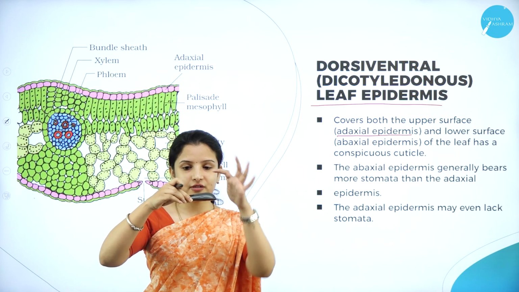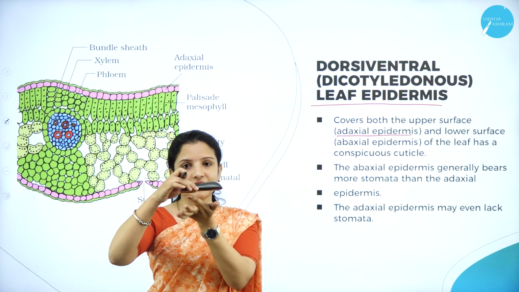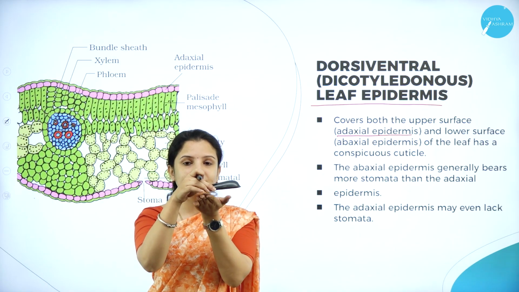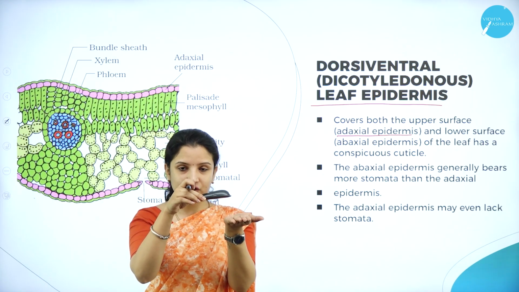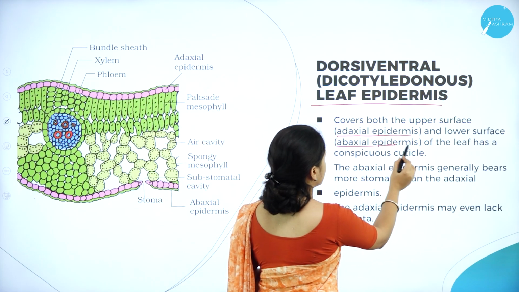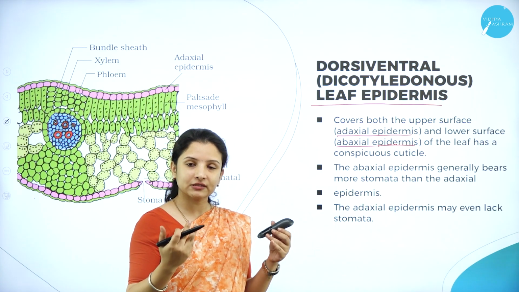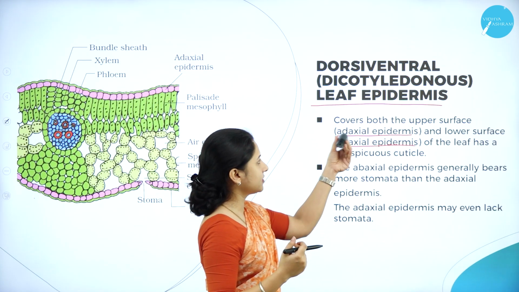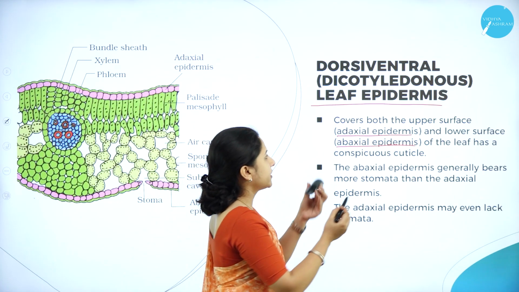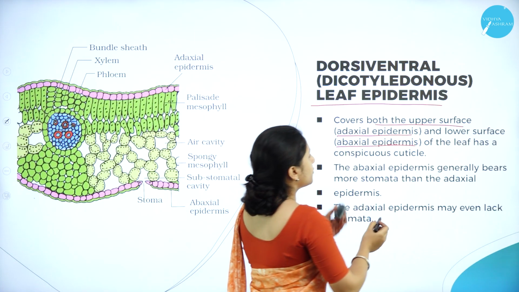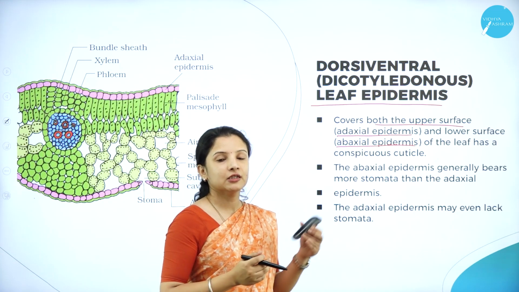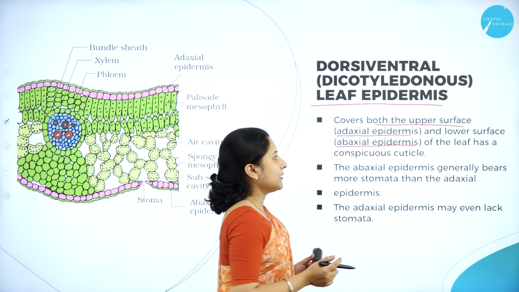Abaxial, back means ventral. So if this is the dorsal, this will be the ventral side. So the epidermis covering the back of the leaf, that is the abaxial region or the ventral region of the leaf, is called the abaxial epidermis. Once you know the ventral surface is the abaxial epidermis, obviously the other one will be the adaxial epidermis, that is the dorsal epidermis. So it covers both the upper surface, which is the adaxial epidermis, and the lower surface, which is the abaxial epidermis.